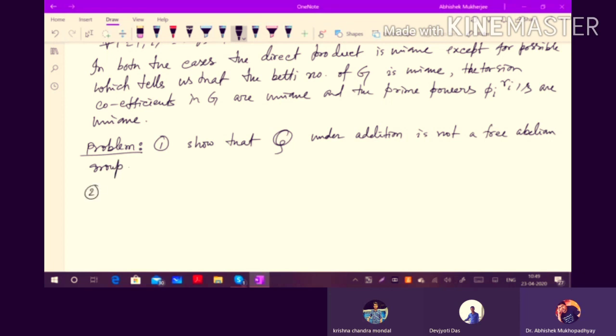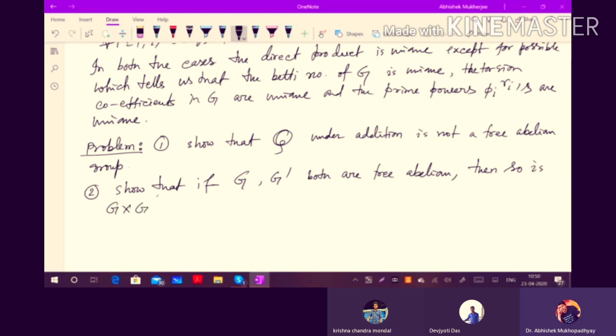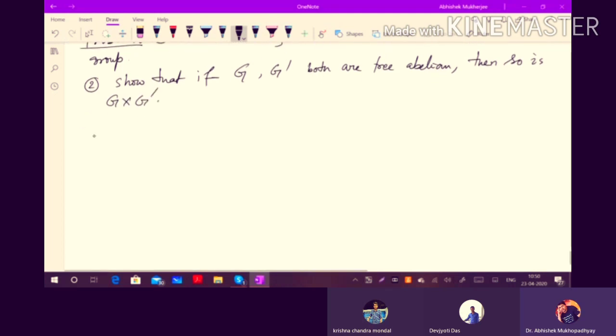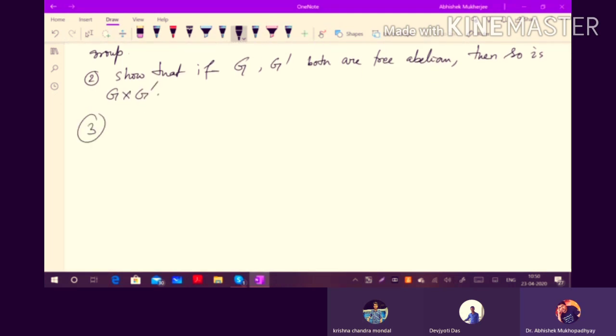Number two: show that if G and G' are both free abelian, then so is G cross G'.